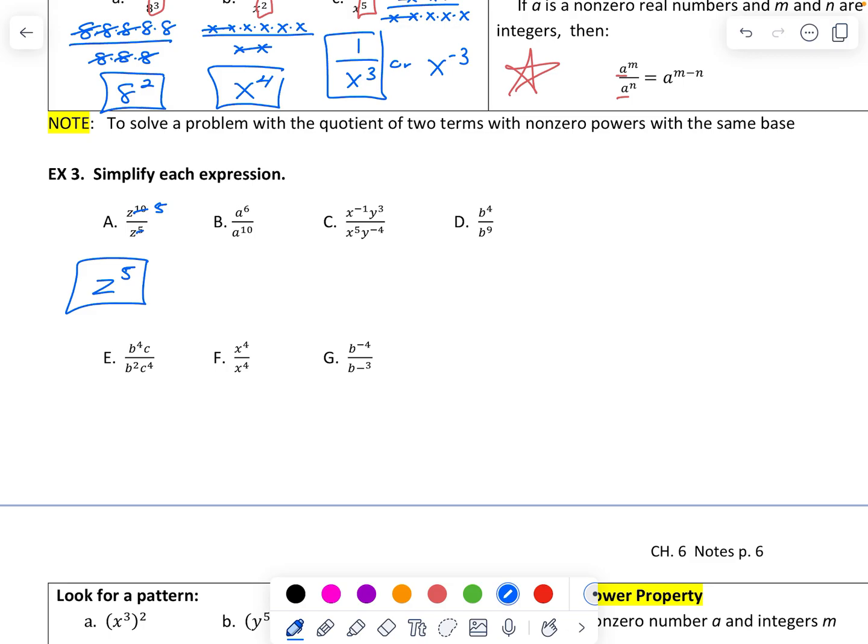Similarly, 6 minus 10 is negative 4. Or you could think these 6 cancel with 6 of those. Either way, that is my final answer.